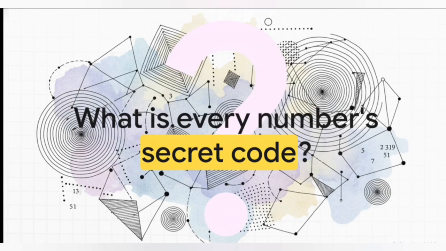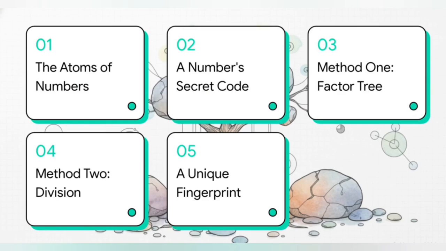What exactly is this secret code? We're not just talking about some random string of digits here. No, it's something way more fundamental, something that really defines the very essence of a number. And here's our game plan to become master code breakers. First, we'll meet the atoms of the number world, their basic building blocks. Then, we'll find out what this secret code is all about before we learn two super powerful methods to crack it wide open. And finally, we'll see what makes this code a truly unique fingerprint for every single number.